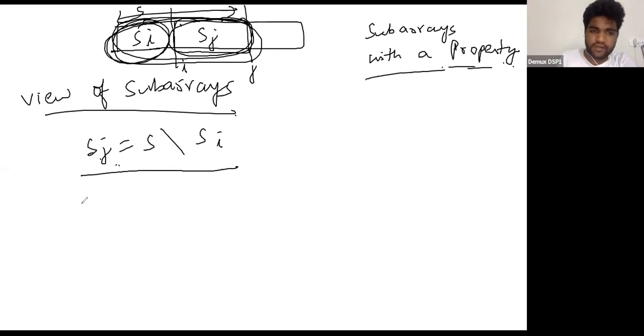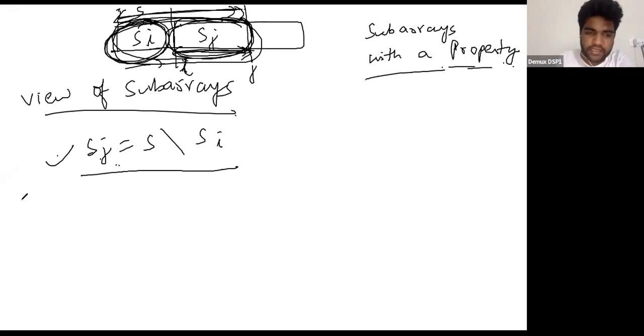For instance, one very simple example is if you want to find the sum of this subarray. This subarray sum is nothing but the prefix sum of this entire array minus the prefix sum of this array, right? And you could keep prefix sums as you are iterating. So you can find the sum of this subarray in constant time, right? So this is the view of the subarray which helps us solve problems.